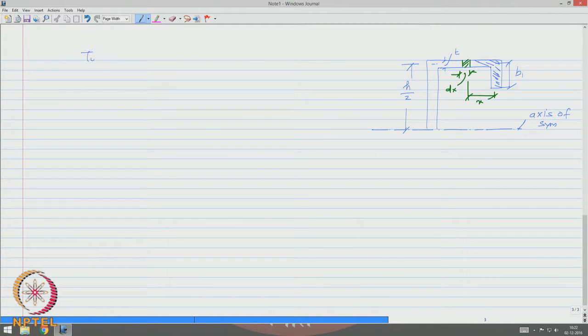So, to find V 2, let us say first let us compute A y bar. So, B 1 into T into h by 2 minus B 1 plus B 1 by 2, that will be the distance of this center from here, plus h by 2 minus B 1 will be here, plus B 1 by 2 will give you this. Okay.